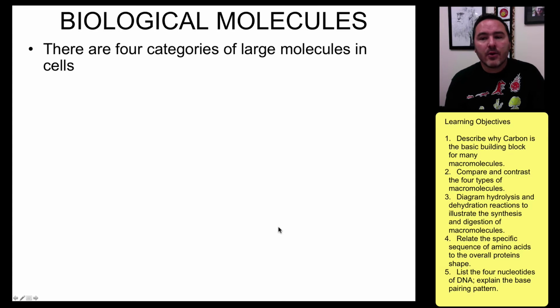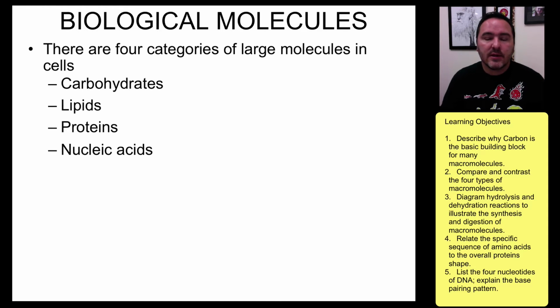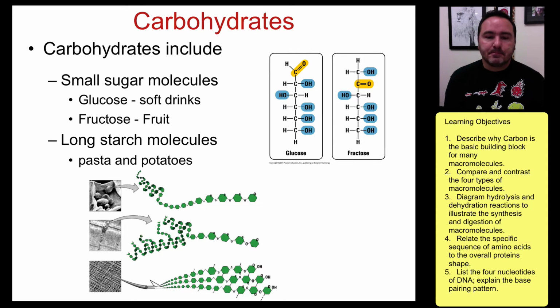There are 4 categories then of large molecules in cells. The first is carbohydrates, then lipids, proteins, and nucleic acids. And we'll look at these one at a time. So the first is carbohydrates.